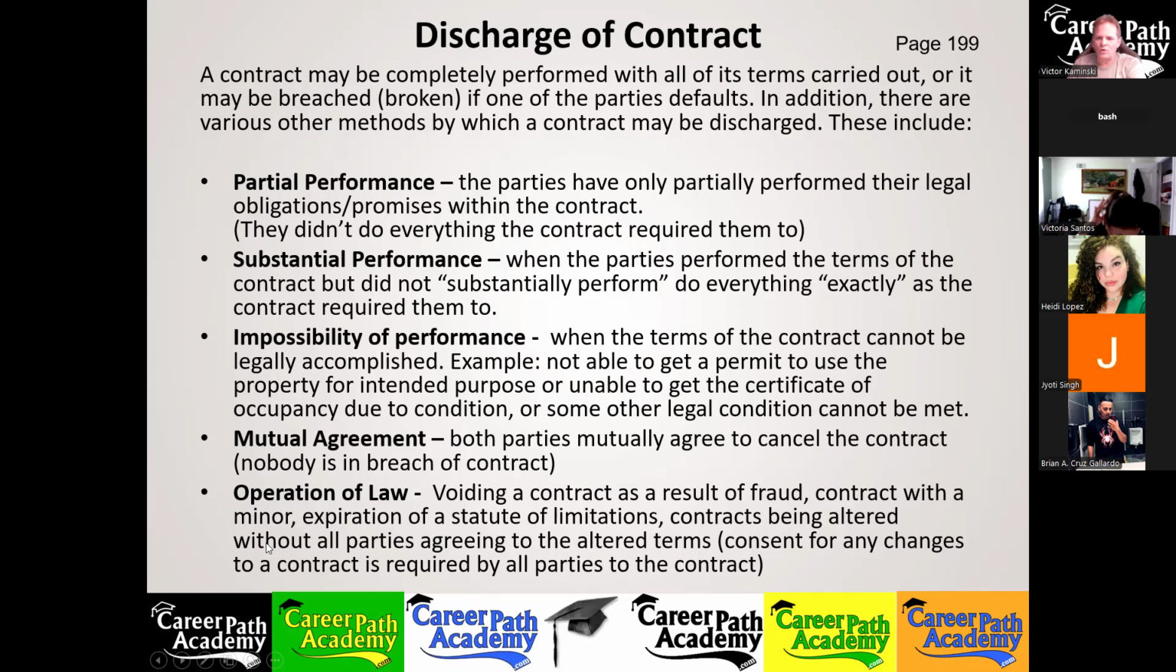Contracts can also be discharged if they were altered without all parties agreeing to those altered terms. Remember, anytime we change the contract, we need the consent of all the parties to initial next to all those changes.